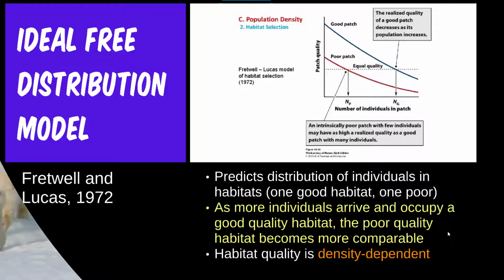The habitat quality is thus going to be density dependent. So if you have a habitat that's preferable to a species, it's only preferable so long as there's a limited number of the same species, or individuals, present within that region. So essentially that habitat quality is going to relate to the increased fitness potential of an individual.